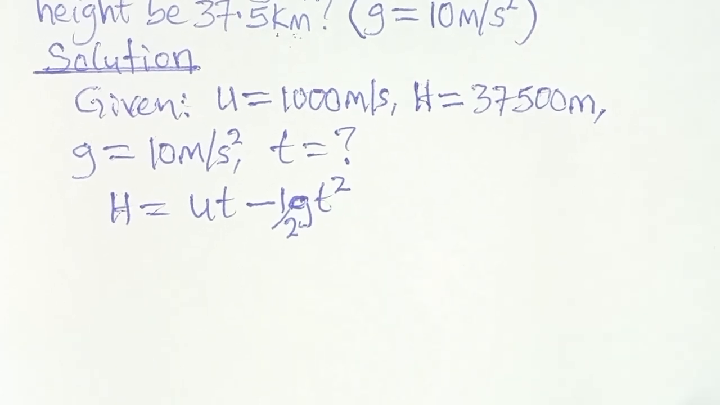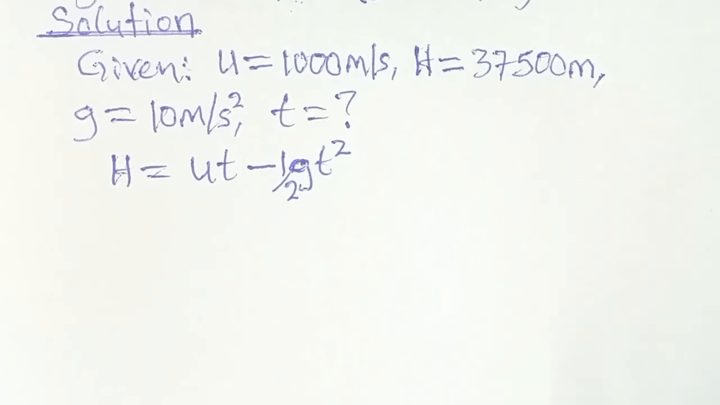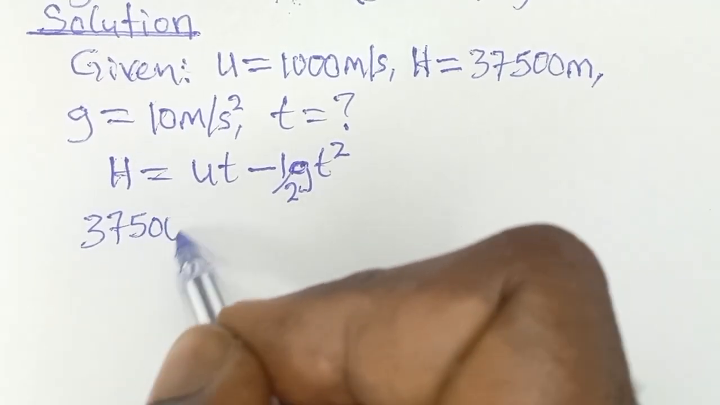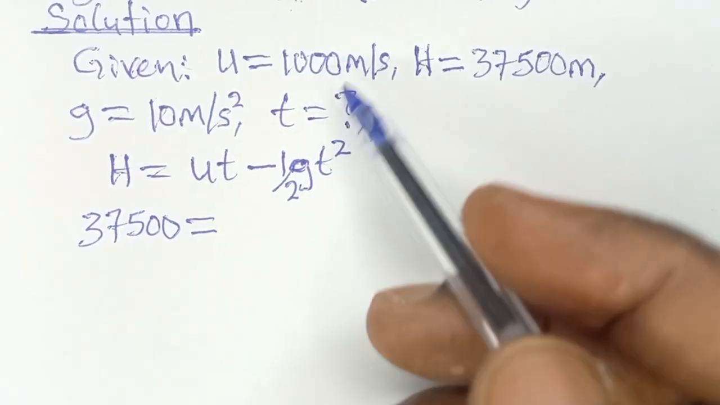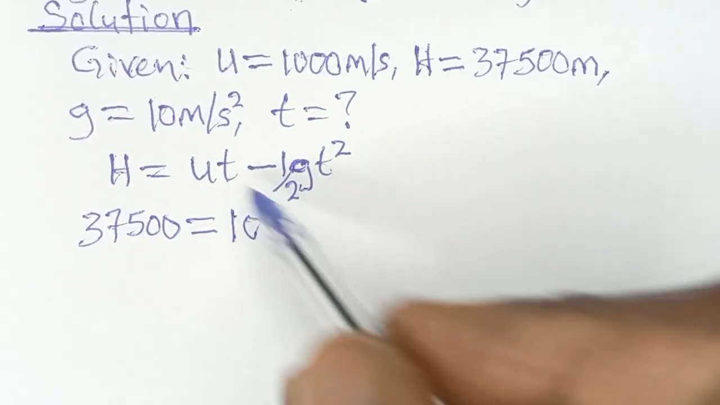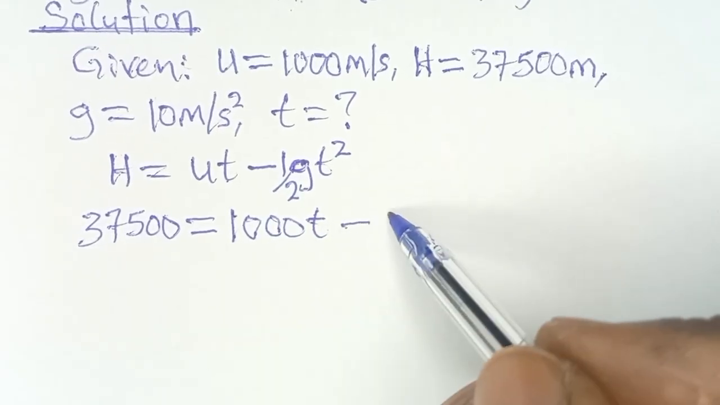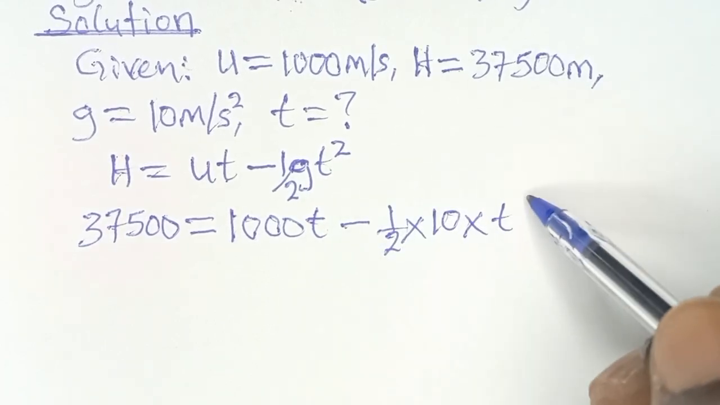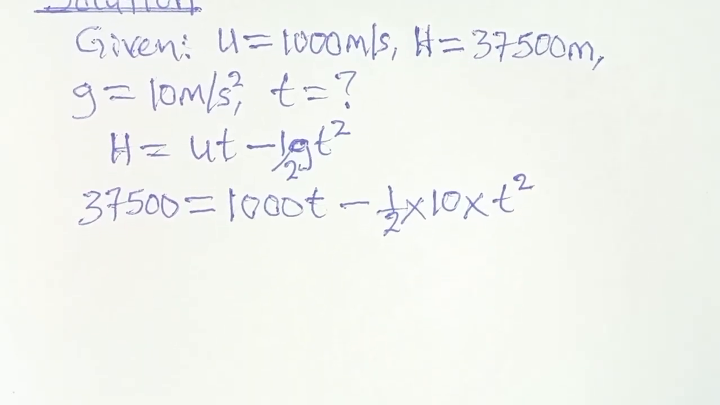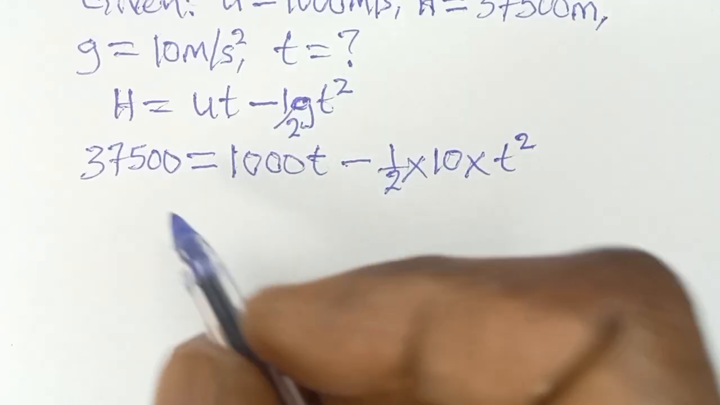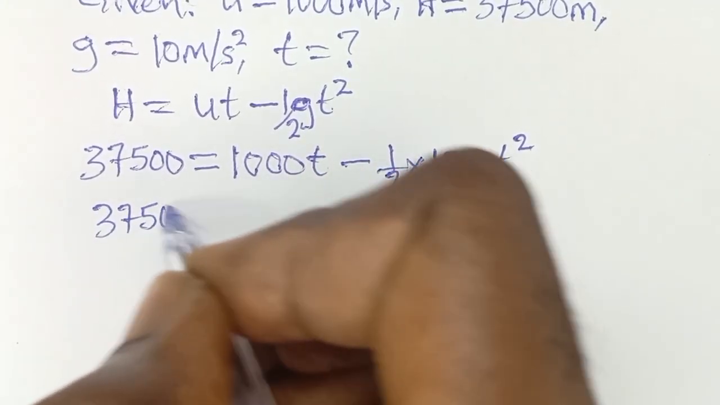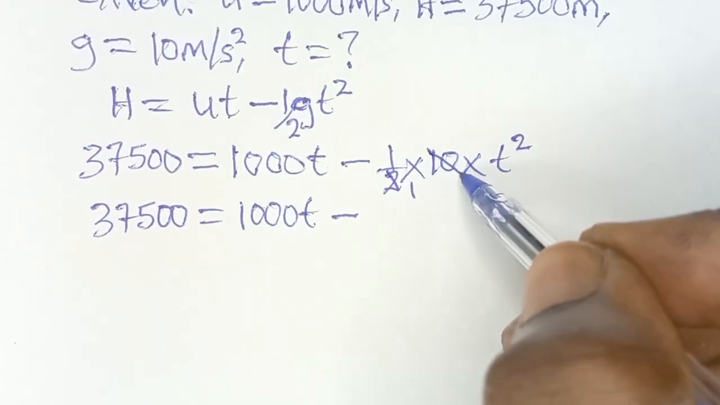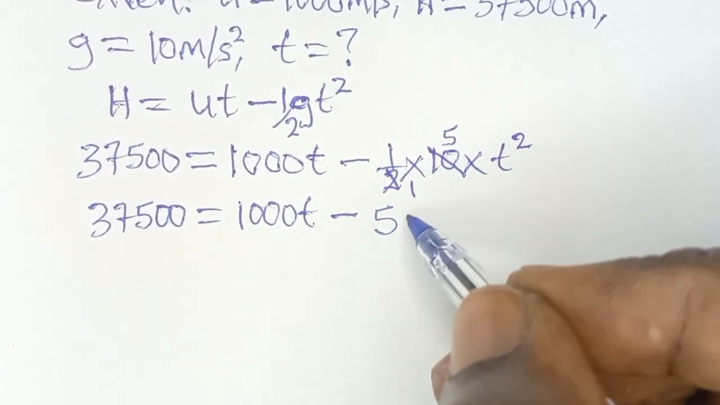So this is the right equation to apply. Now let's substitute in the given parameters from the question. The height is 37,500. So H is 37,500 and it's equal to U, which is 1000, multiplied by T. So 1000T, and then minus half times G, which is 10, and then multiplied by T square, the T square that we are looking for. If I go further, this will give me 37,500 is equal to 1000T minus, this 2 here is 1, 2 in 10 is 5, so I have 5T square.